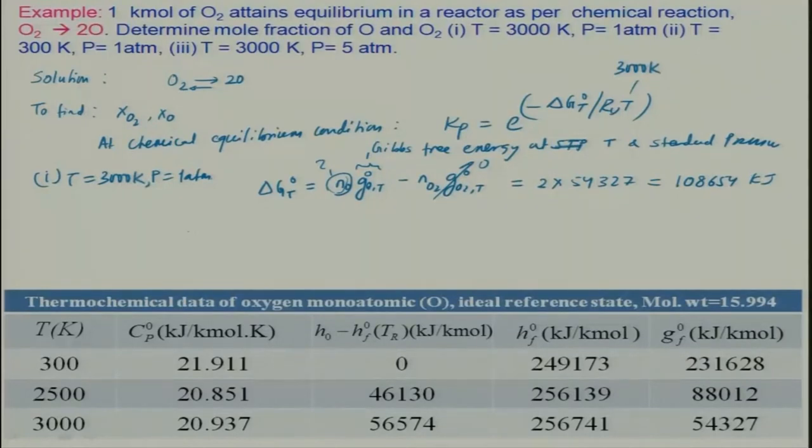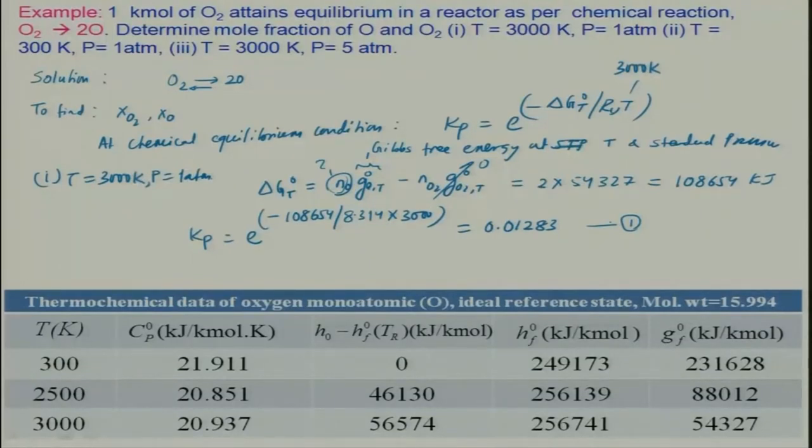So we will have to find out what this Kp is. Kp will be e to the power minus 108654 kilojoule divided by Ru, which is 8.314 kilojoule per kilomole Kelvin, into 3000. I will get this as 0.01283. This is your equation 1.